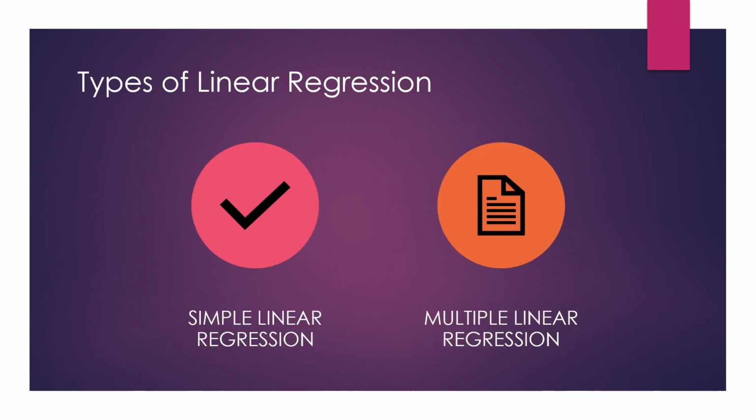What are the types of linear regression? There are mainly two types of linear regression: simple linear regression and multiple linear regression.